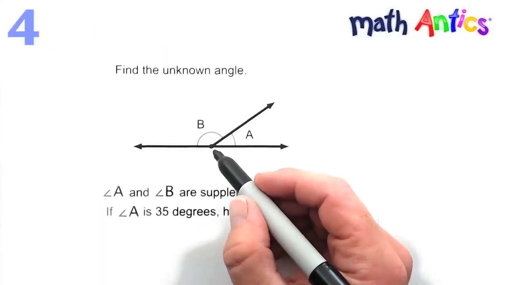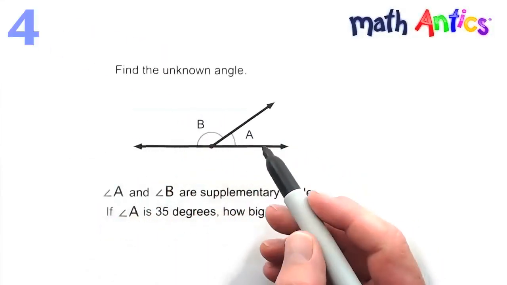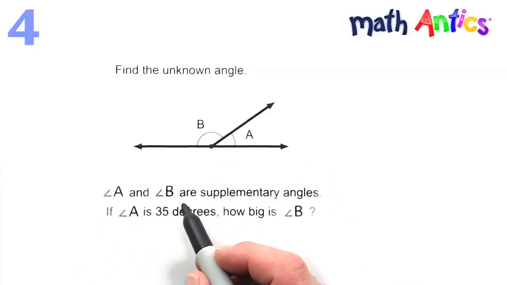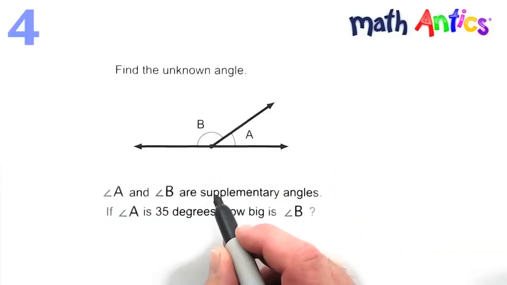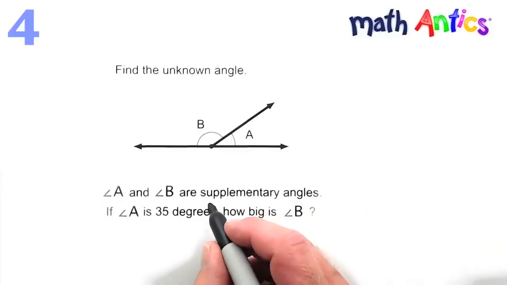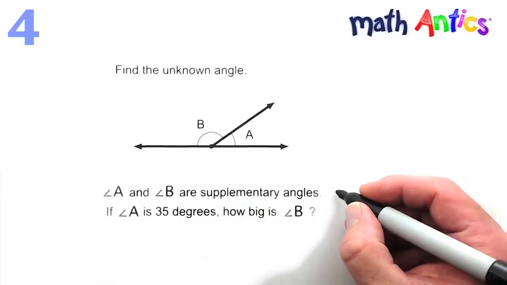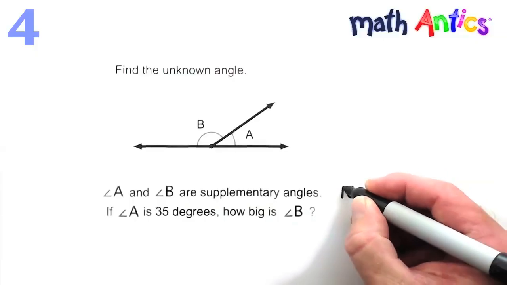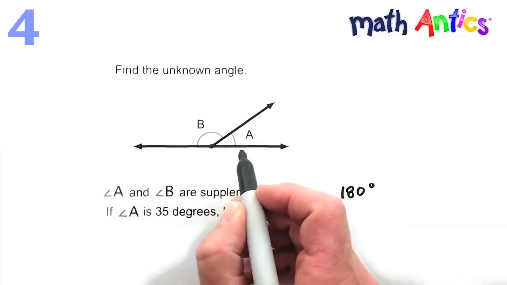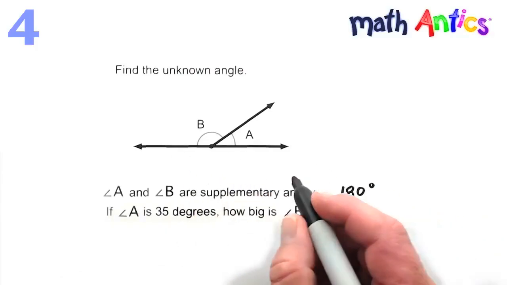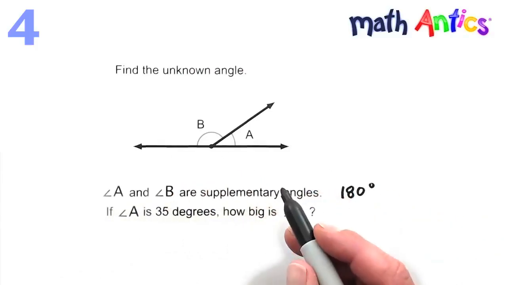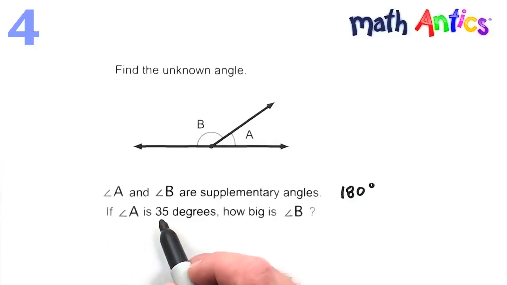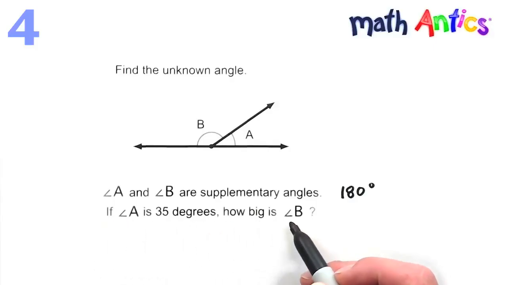For problem number 4, we also need to find the unknown angle. Here's our diagram, and it says below it, angle A and angle B are supplementary angles. Okay, so remember from the last video, supplementary angles means angles that add together to give you 180 degrees. They combine to form a straight angle, which is 180 degrees. That's the important thing to know for this problem in order to get it right. And then the second part says, if angle A is 35 degrees, how big is angle B?